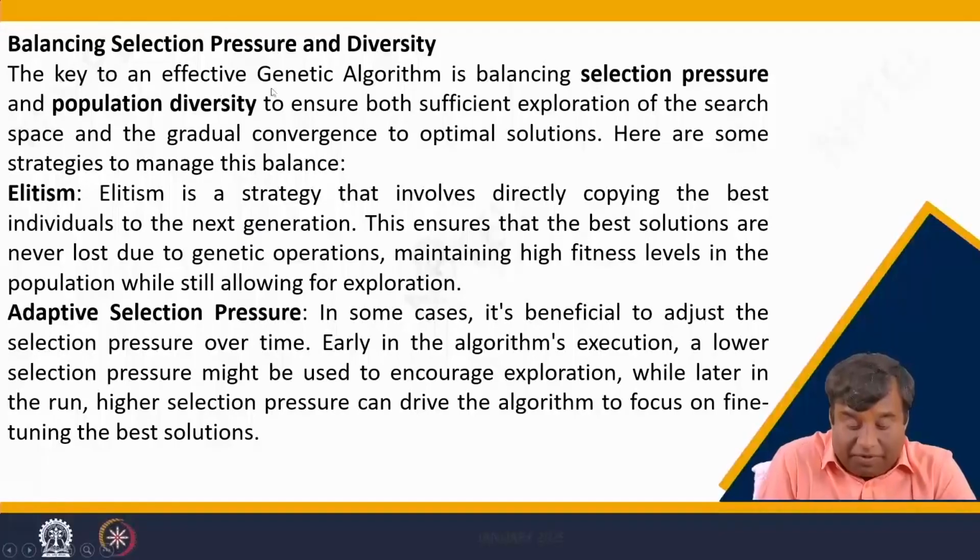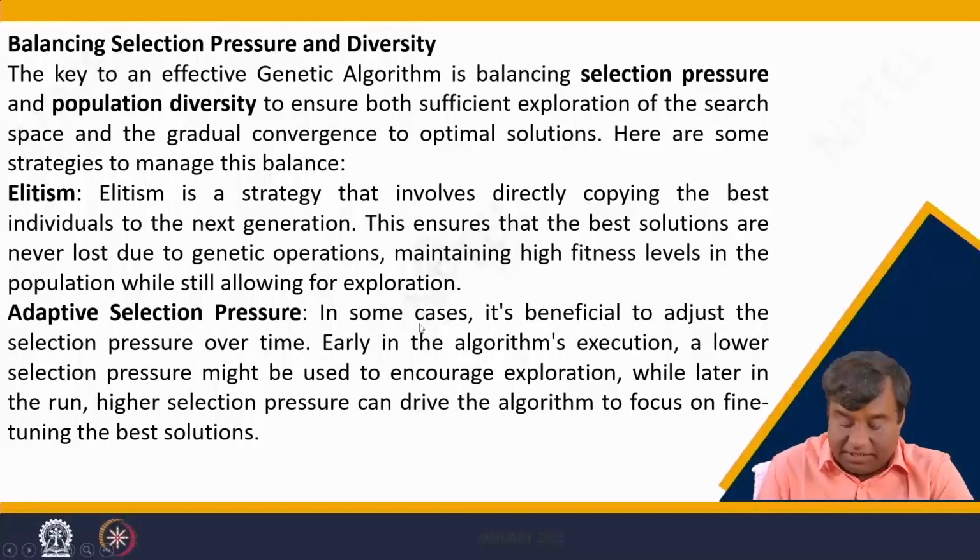So the key of an effective genetic algorithm is balancing selection pressure and population diversity to ensure both sufficient exploration of the search space and the gradual convergence to optimal solutions. Here are some strategies to manage this balance. Elitism. Elitism is a strategy that involves directly copying the best individuals to the next generation. This ensures that the best solutions are never lost due to genetic operations, maintaining high fitness levels in the population while still allowing for exploration.